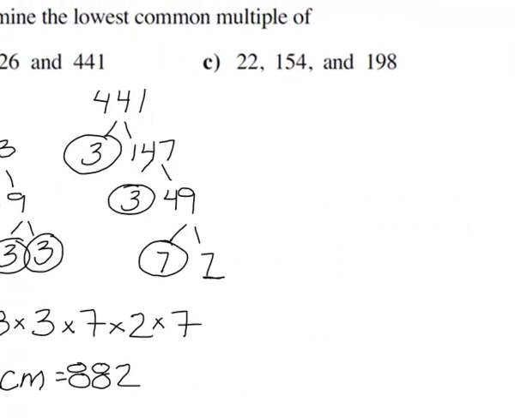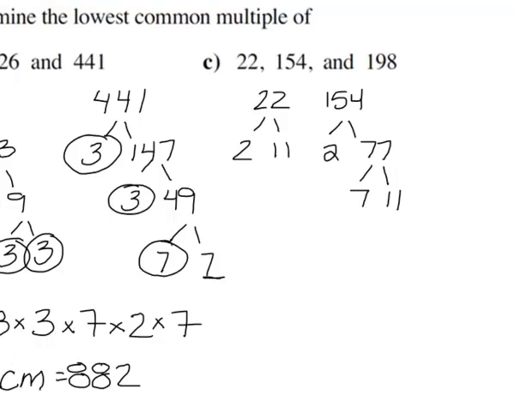Let's try the last example. There are 3 terms here. So again, I'm going to break each down to its prime factorization. For 154, I used 2 times 77 and then 7 times 11. And for 198, I used 2 times 99 and then 9 times 11.